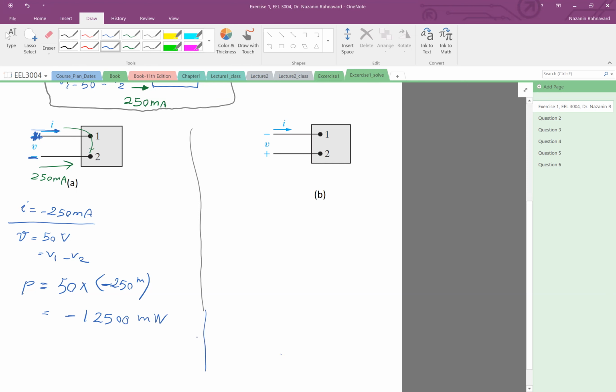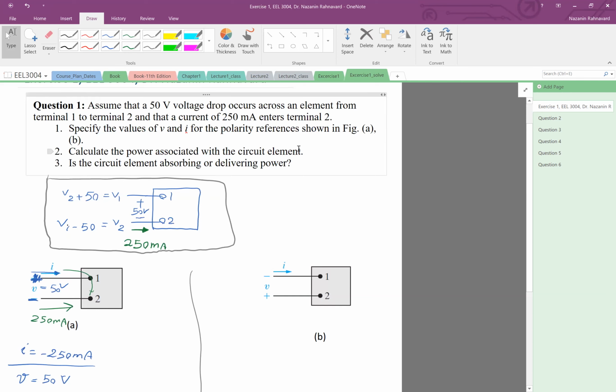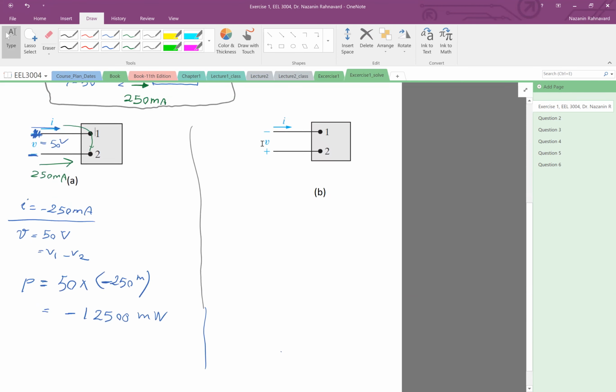The other way of doing that, if you want to consider this, my V was 50 volt. And if the I is going that way, so it is not a sign convention, so I have to consider the negative. Whatever works for you. We have P as that. Calculate the power. Okay, now let's look at another reference.